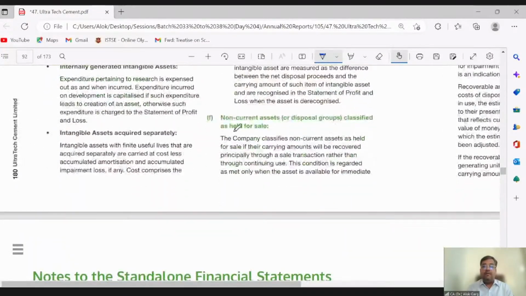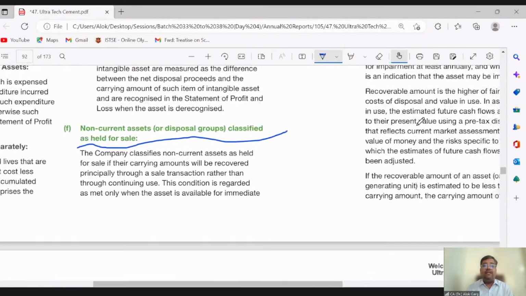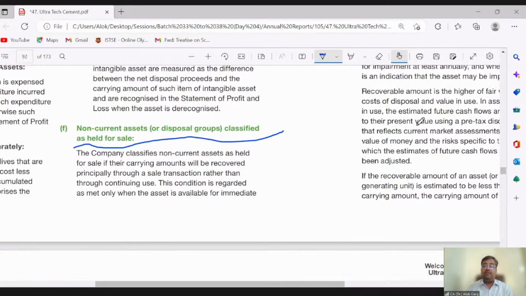Please see non-current assets held for sale, non-current assets or disposal groups classified as held for sale, right? So I'll read this accounting policy and you will be surprised to see that whatever I have shared with you so far, you will find in the listed company's annual report accounting policy. The company classifies non-current assets as held for sale if their carrying amounts will be recovered principally through a sale transaction rather than through continuing use.